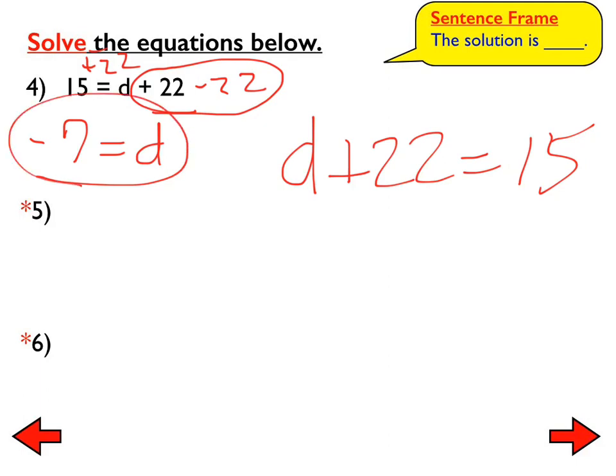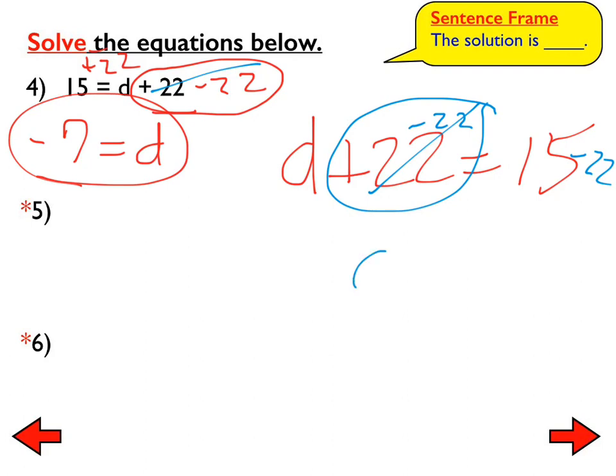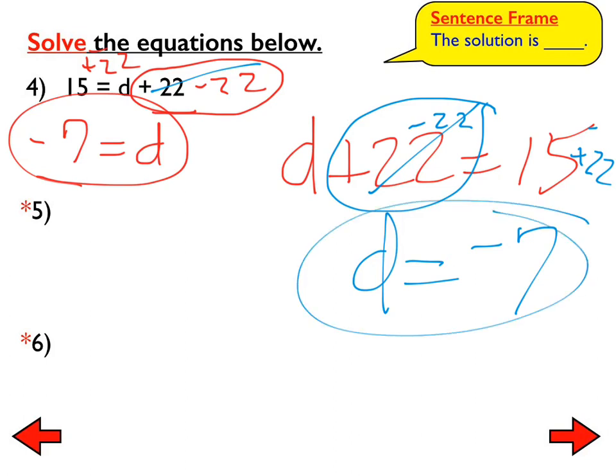On the other one, you will see that it does not matter. I need to subtract 22. These two things are opposites of each other. They're additive inverses. They have a sum of 0. However you want to think about that. And we get z equals, after I add the opposite, negative 7. The solution is d equals negative 7. Okay, I would like all of you now to do number 5 and number 6.